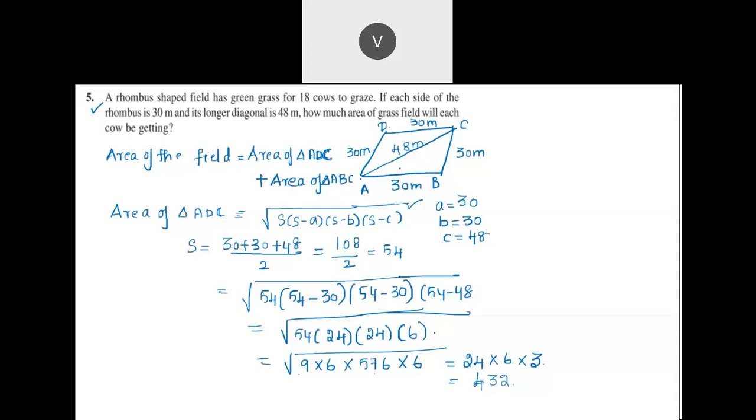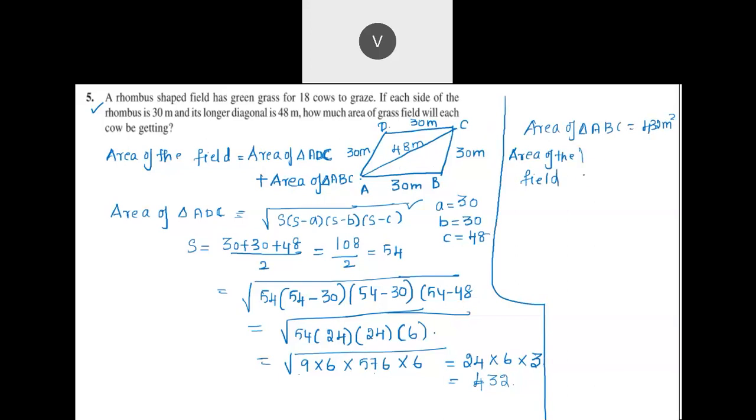Area of triangle ADC is equal to area of triangle ABC here. So area of triangle ABC is also 432 meters square. Now the area of the field will be equal to 432 plus 432, which is equal to 864 meters square. So we got the area of the grass field, and now we have to find how much area each cow will be getting, which means this entire field area has been divided among 18 cows.